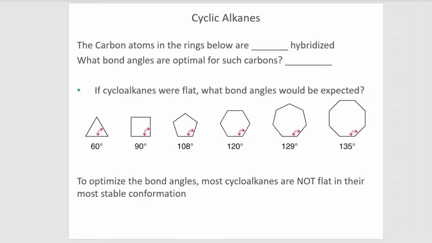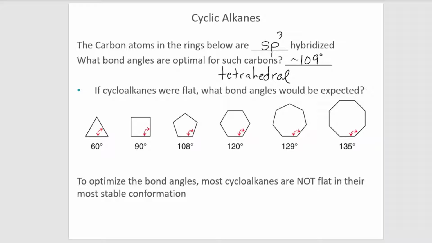So let's take a look at cycloalkanes. The carbon atoms in the rings below are what? What's the hybridization of each carbon atom for the compounds below? If you said sp3, you are correct. So let's bring back our chapter 1 stuff. What's the optimal bond angle for an sp3 hybridization? If you thought, well, tetrahedral is the shape, and 109 degrees approximately is that bond angle, you were correct.